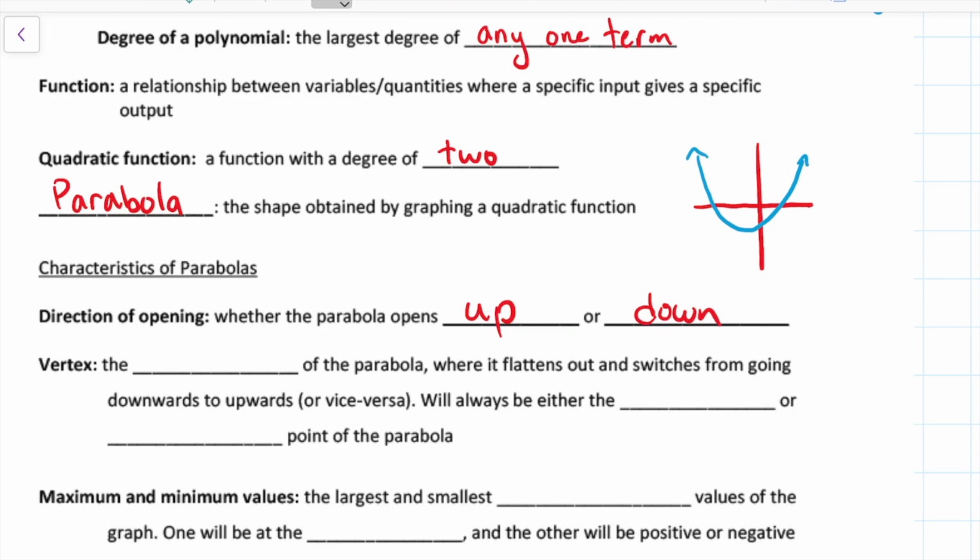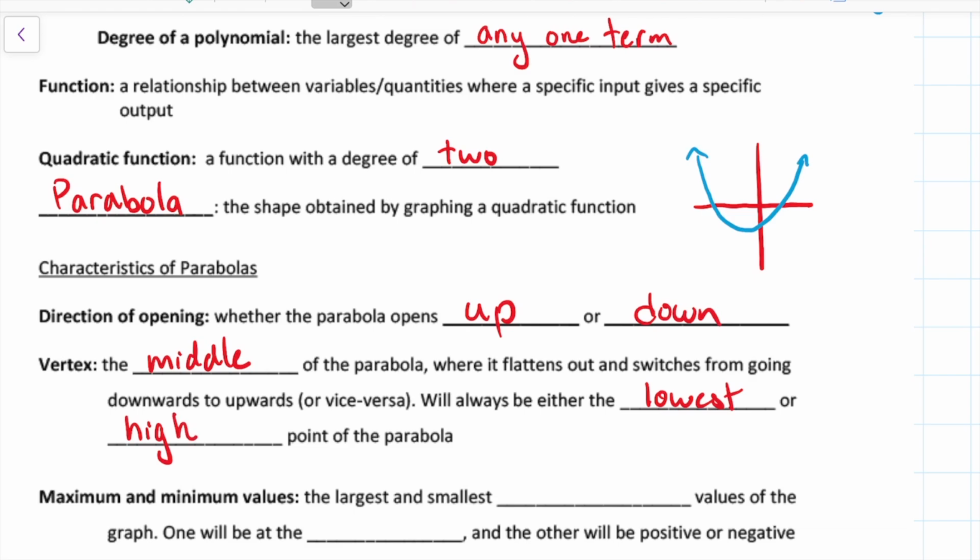Next up, we have the vertex. We can think of it in a few different ways. It's the middle of the parabola. It's where the parabola flattens out and switches from going down to up.